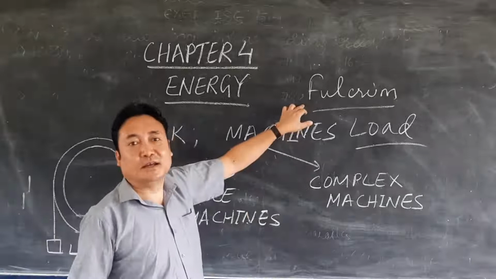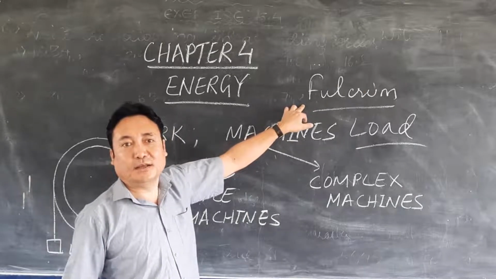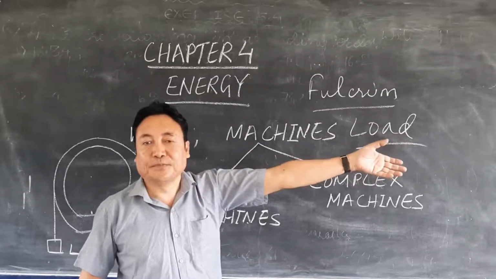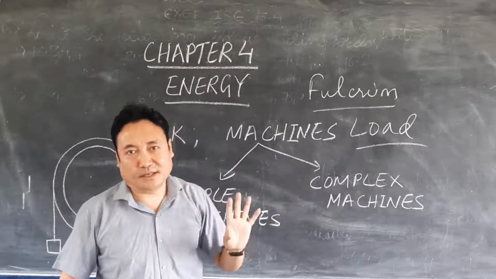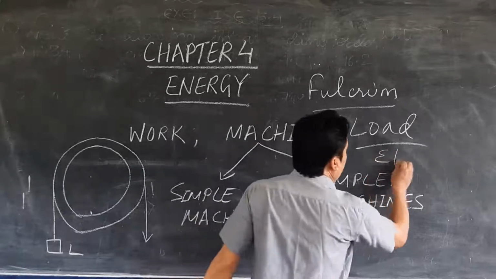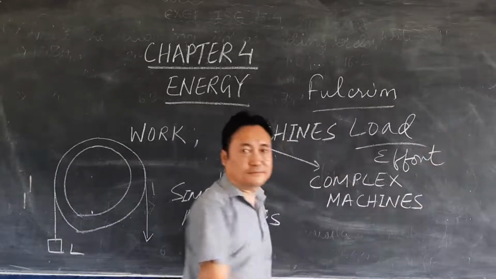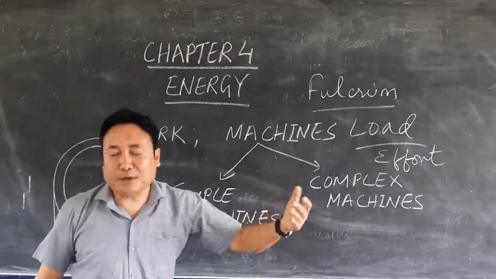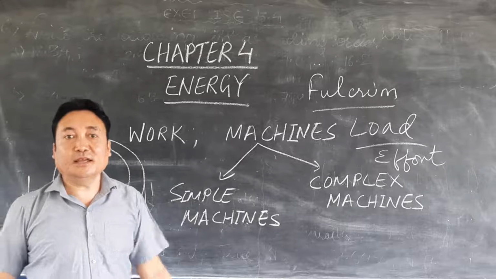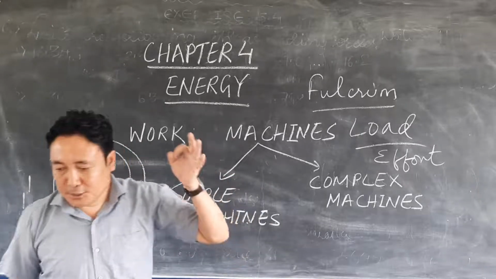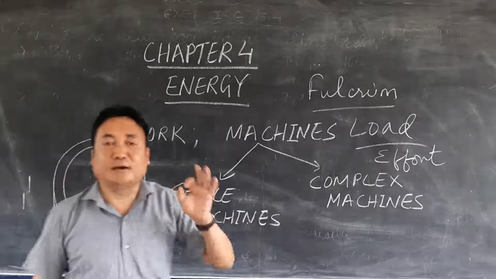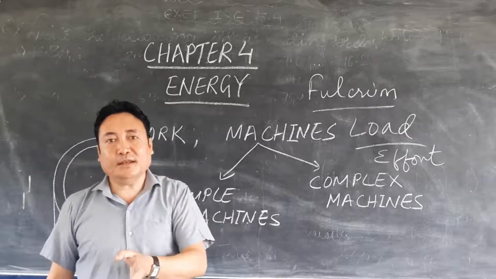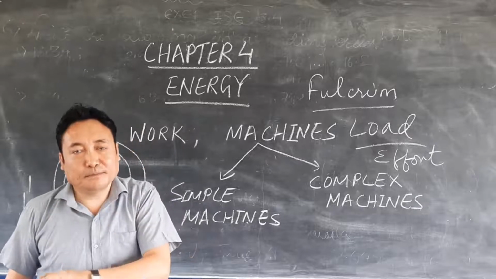And the fulcrum is the fixed point in the machine around which it turns. The other one is the load. Load is the force exerted by the machine on an object. Then the other one is the effort, E-F-F-O-R-T. Now what is effort? This is the external force applied to move an object using a machine.